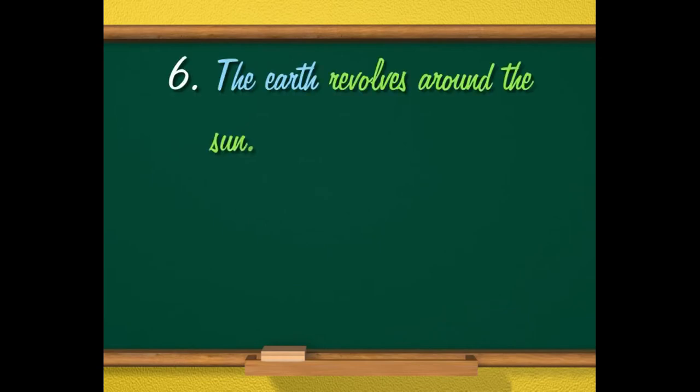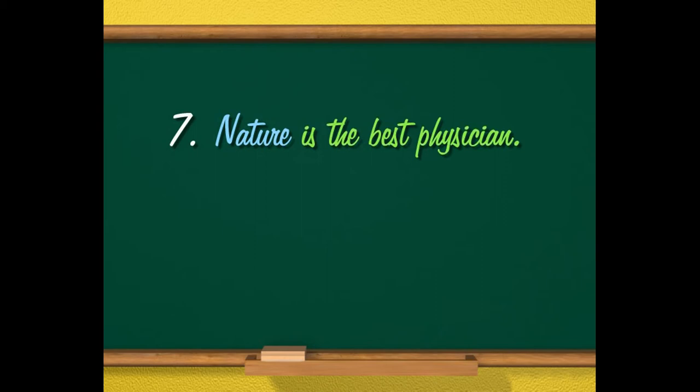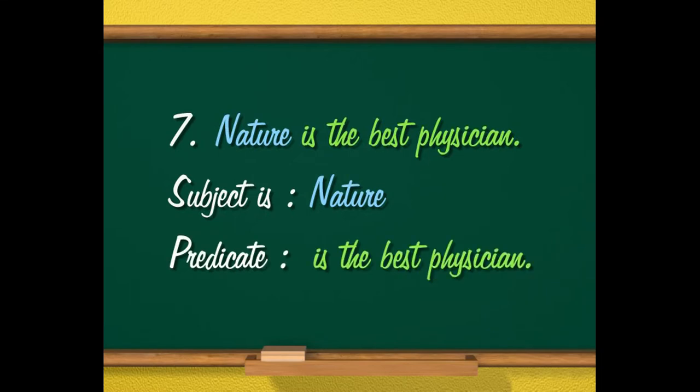Next question. The earth revolves around the sun. Here the subject is the earth and the predicate is the other half of the sentence, that is, revolves around the sun. Next question. Nature is the best physician. Here the subject is nature and the predicate is the best physician.